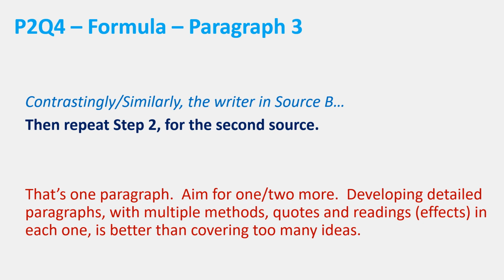Now, what you would aim to do in this question is do one or two more of these types of paragraph. So you've got your introductory paragraph on perspectives. You've then got a half paragraph on source A, half paragraph on source B. If you did that again, another half paragraph on source A, another half paragraph on source B, you'd be putting yourself in a position where, if you've done it well, you would be capable of getting 16 out of 16 on this question.